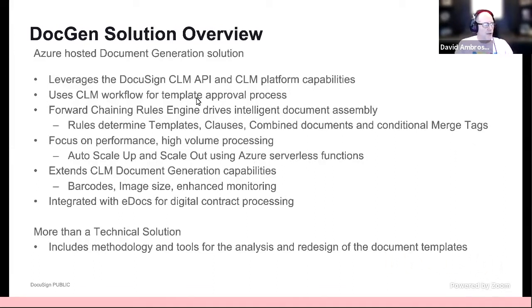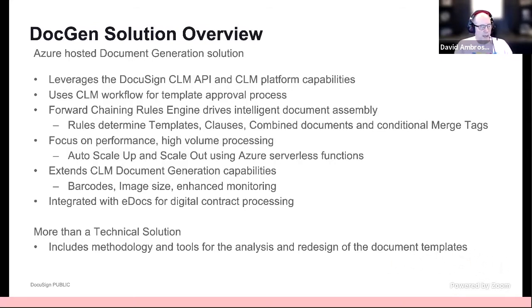So again, the solution overview for DocGen, it leverages both the CLM API as well as the native CLM platform capabilities. The approval process for templates is entirely within the CLM workflow space. It's not as time intensive, but the other parts are handled through direct calls to the CLM API. One of the things that we identified early on was the complexity of what we call rationalizing the documents down from the thousands into the hundreds, or less than 100 document templates, was the logic around the intelligent assembly.